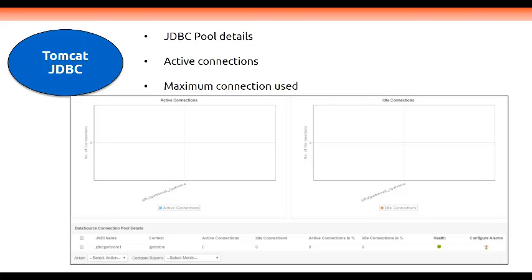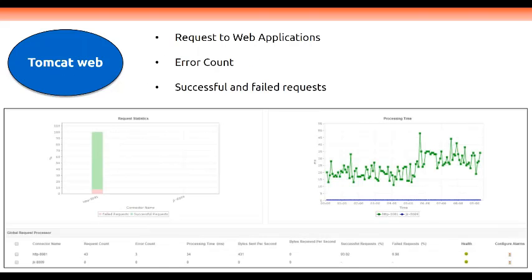You might have a lot of applications deployed in the Tomcat application server, and each application will have certain JDBC connections. Those connection pool details will be shown here, along with the active connections in percentage and idle connections in percentage. The attribute for which a user can configure an alert would be active connections in percentage.